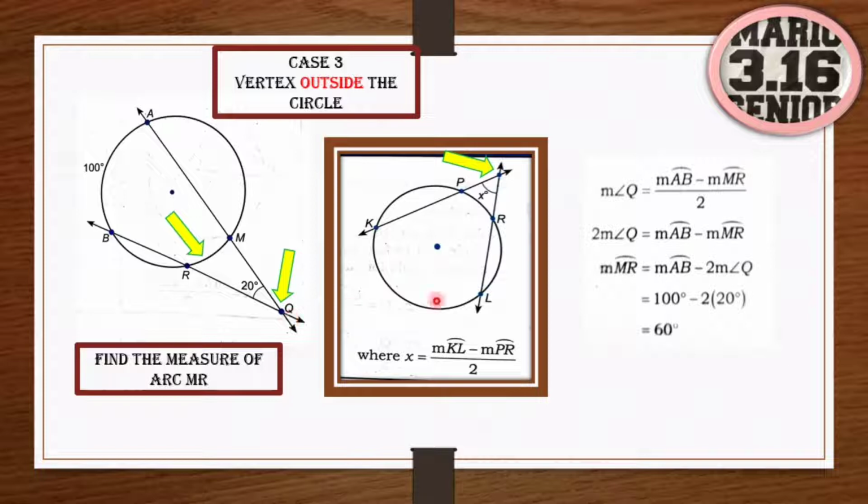So, let us continue. 2 times the measure of angle Q is equal to the measure of arc AB minus the measure of arc MR. So where does the 2 come from? It is here. 2 times angle Q. Then, substitute the given as reflected in our example or in the figure. Then, simplify. Therefore, the measure of arc MR is equal to 60 degrees. I hope that's clear. That is very simple.